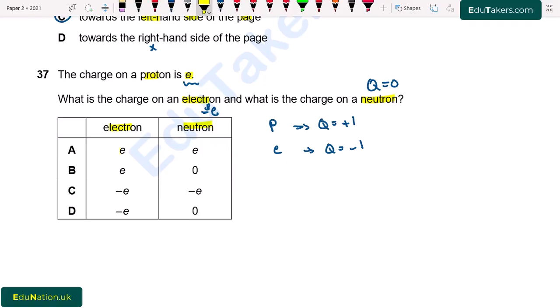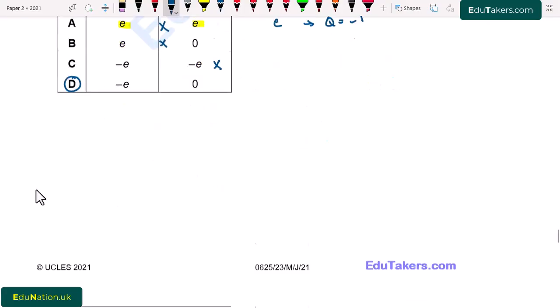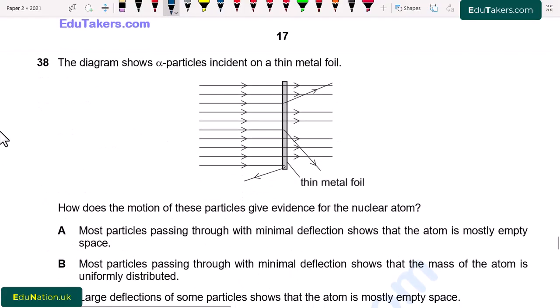Here the options are given, electron and neutron. Option A, E and E. So it is incorrect because the neutron is neutral. B, E and 0. The charge on the electron is minus E, so it is also incorrect. C, minus E and minus E. It is also incorrect. And D, minus E and 0. So option D is correct.